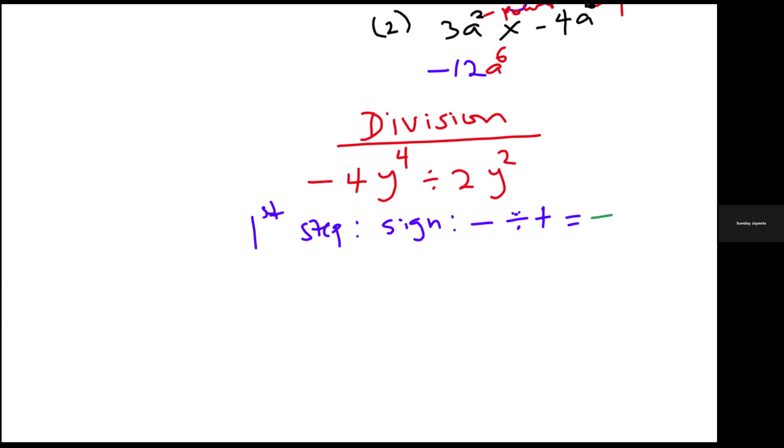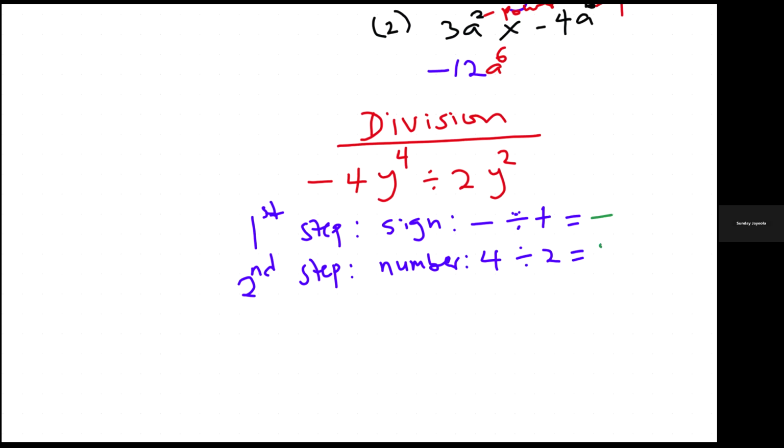So let's go to the second step. The second step will be the number. What's the number here? 4 divided by 2. What do you have? You have it to be 2.